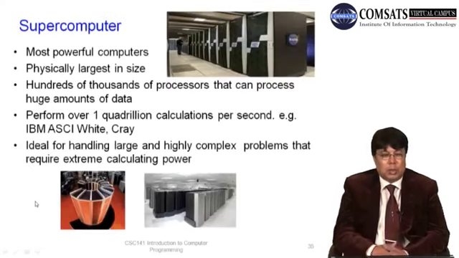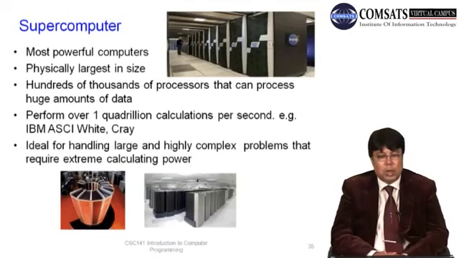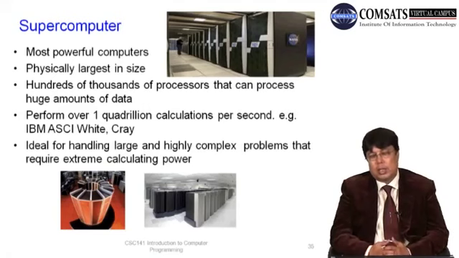So this is the example of the supercomputer. Most powerful computers, physically larger in size, with hundreds and thousands of processors that can process huge amounts of data. Examples are the IBM ASCI White and the Cray computer. These computers are available in Europe, and they can carry out tasks very fast.